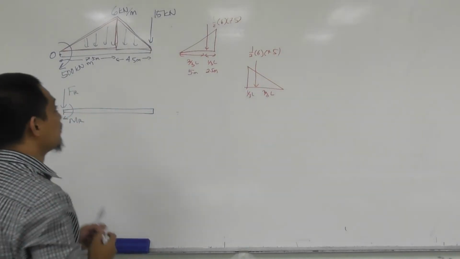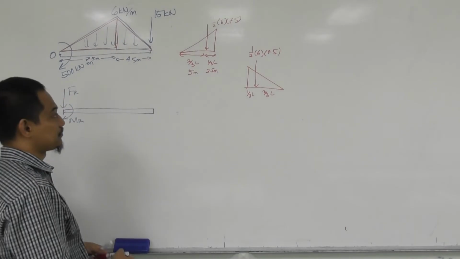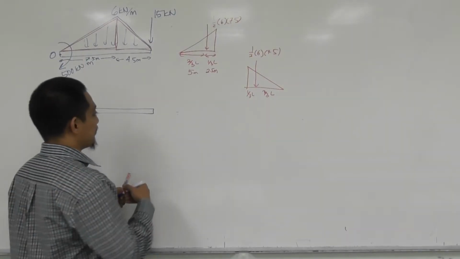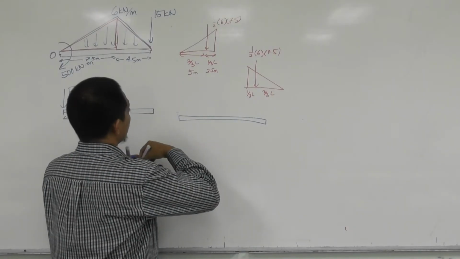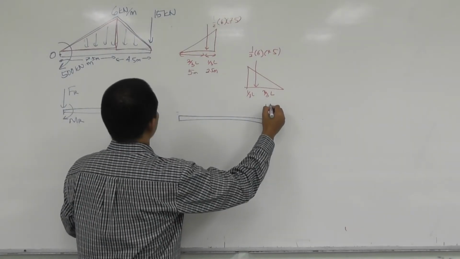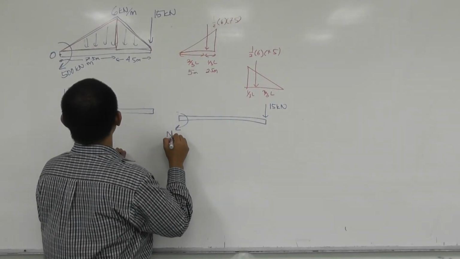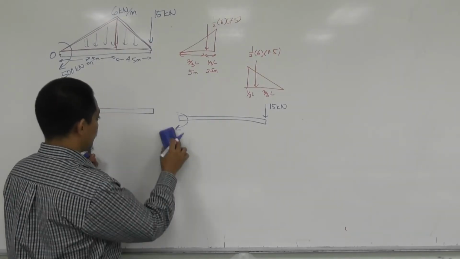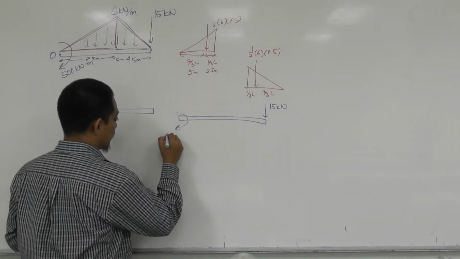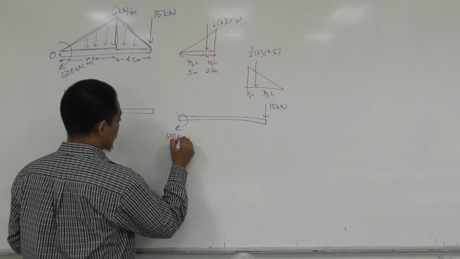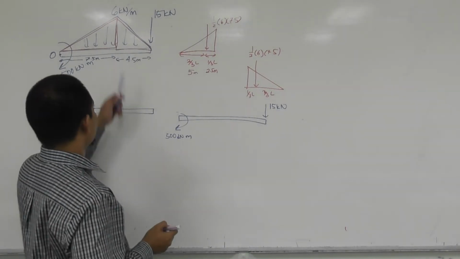That's basically just half times the base times the height. Once you get that one, you can plot the original question back again, where this one doesn't change, 15 kilonewton, and this one also doesn't change, in this case, 500 kilonewton meter, right? And what changes is these two triangles.